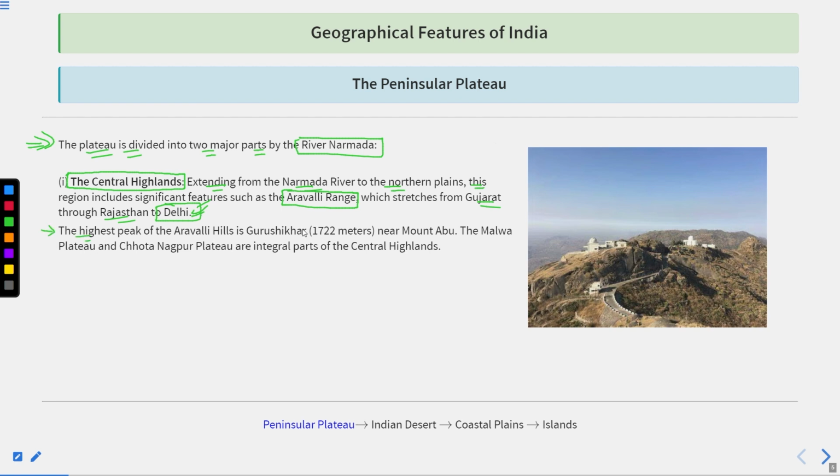The highest peak of Aravalli is Guru Shikhar, that is 1722 meters in height, and that is near Mount Abu. Remember, Mount Abu is the only known hill station of Rajasthan. The Malwa Plateau and the Chota Nagpur Plateau are also integral parts of the Central Highlands. Okay. The Malwa Plateau basically signifies the western part of Rajasthan and all, and the Chota Nagpur Plateau basically signifies the eastern part of Jharkhand, Chhattisgarh and all. Okay.